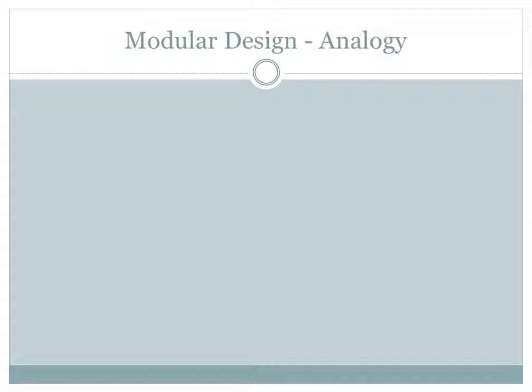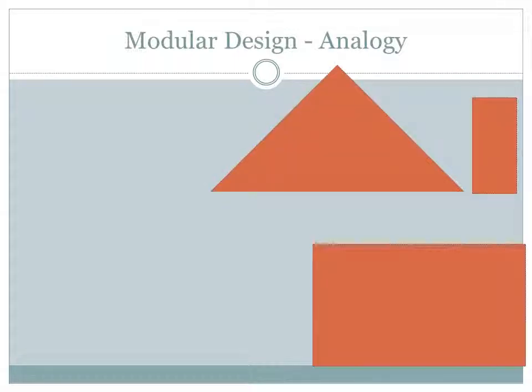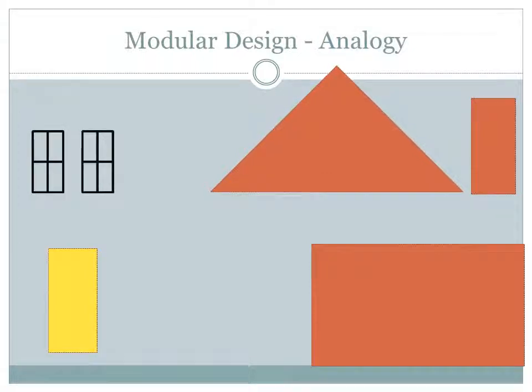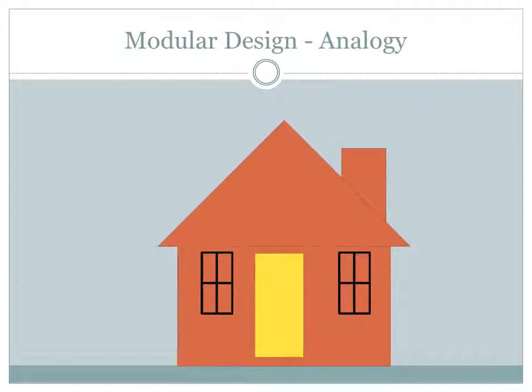Our analogy for this is if you want to build a house, you have each component of the house built separately, such as the body of the house with the roof and the chimney, and you have windows and doors. And so you build each of these components separately, and then after that you bring all of them together to build this house.